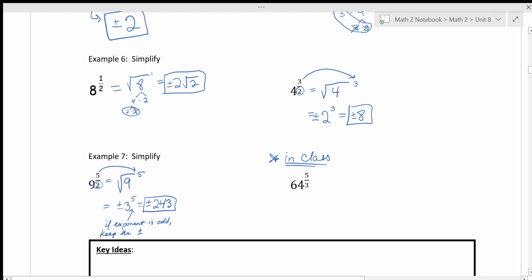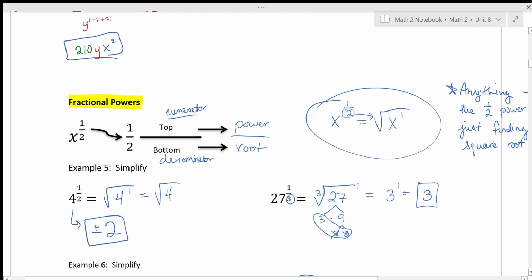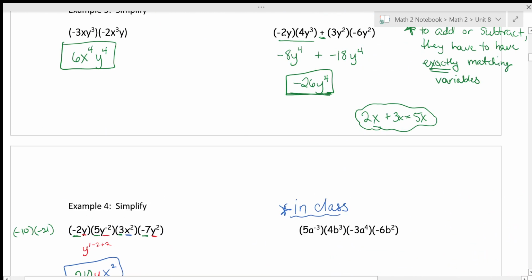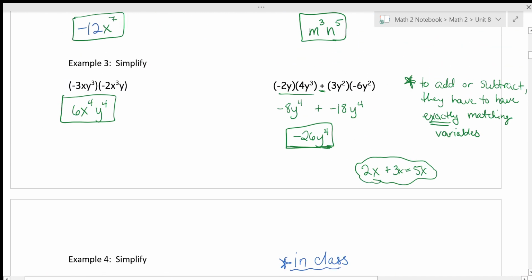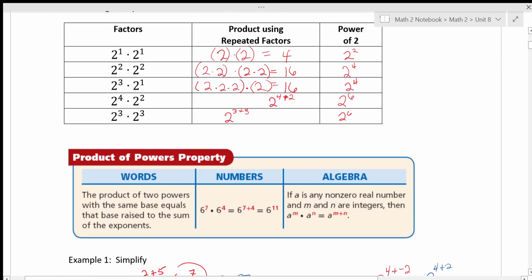So look over these notes. Make sure you write down our key ideas here. Again, these fraction exponents should be new for most of us. So take some notes on this, and if you have any questions on it, you can email or message on Remind or write it down and ask tomorrow in class. See you guys soon.